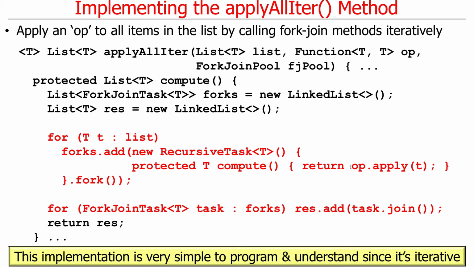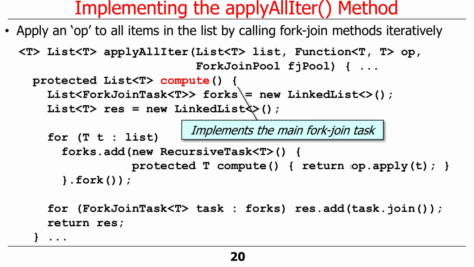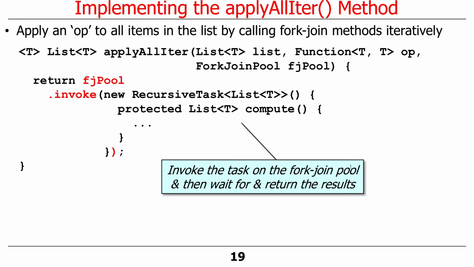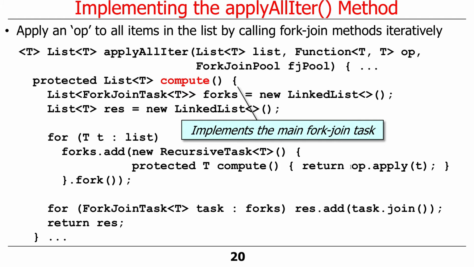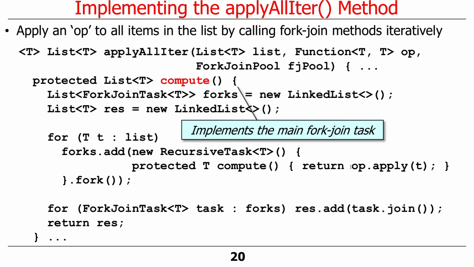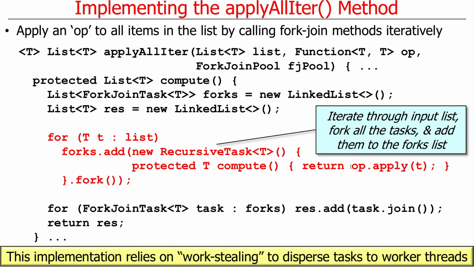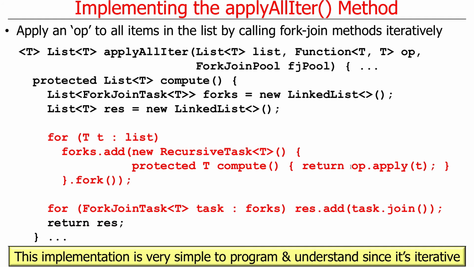So if we were to go back here, here's the compute method. So remember, this might be easier. Fork join pool invoke, we give it this task. Here's the compute method that corresponds to that compute up here. This compute method will be run in one of the worker threads in the fork join pool, probably the worker thread that called this. So this piece of code here executes in the context of compute, which is running in a worker thread.